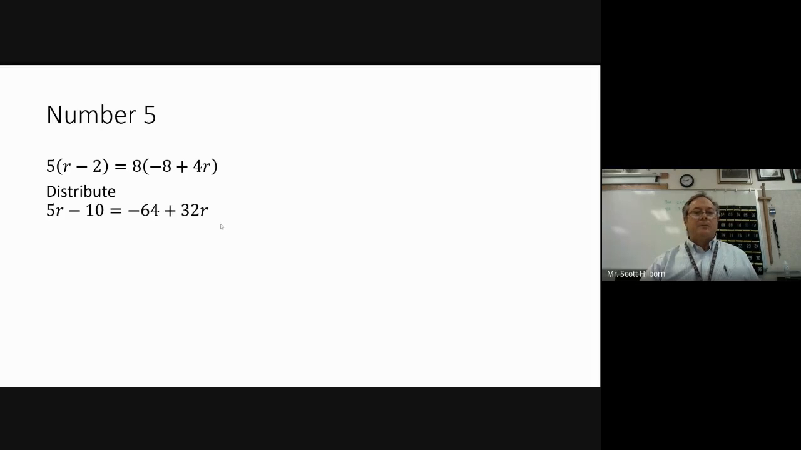All righty. Now, the alert student will see, okay, I've got an r on the left and an r on the right, then say, which is the smaller coefficient? Is it 32 or 5? Well, 5 is smaller than 32, so 5 is the one I'm going to move over here. Since that's a positive, I will subtract 5r from both sides. And so 5r minus 5r on the left became a 0. I bring down the minus 10, which now becomes a negative. Bring down the negative 64.